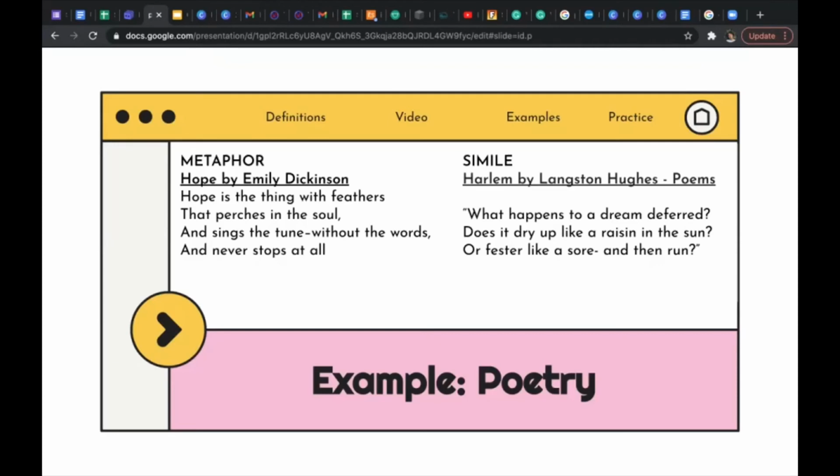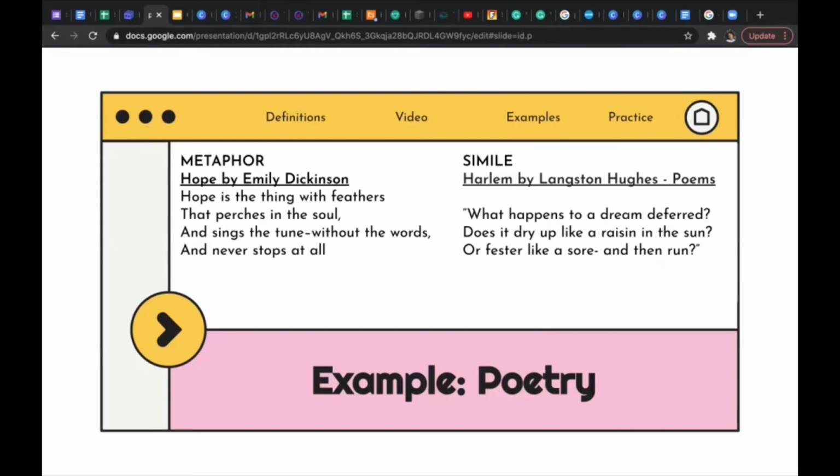And in poetry, what you'll see a lot of times is a thing called extended metaphor, which means instead of just giving us a simple sentence with a metaphor, an entire poem or an entire section of a poem will be a metaphor. It'll be comparing two unlike things again to create a more vivid image or to create more understanding from the audience. And sometimes it is a little more difficult to learn what the metaphor is. So in this one, hope is being compared to a bird, and a bird has feathers, it perches, it sings a tune, and it's comparing this to what hope is in people.